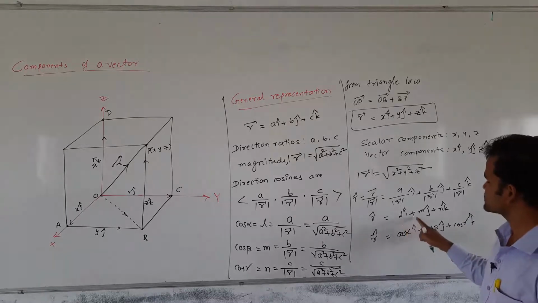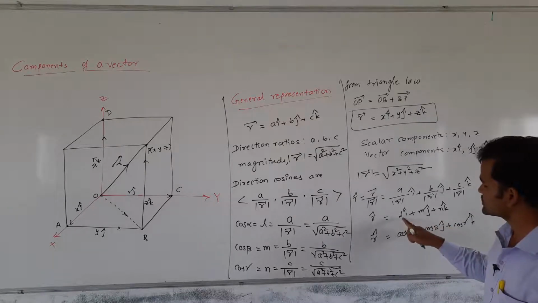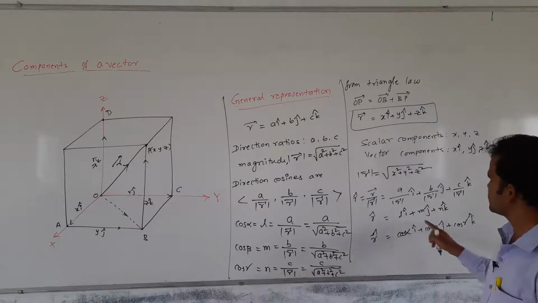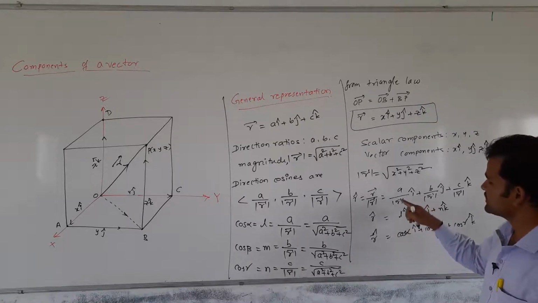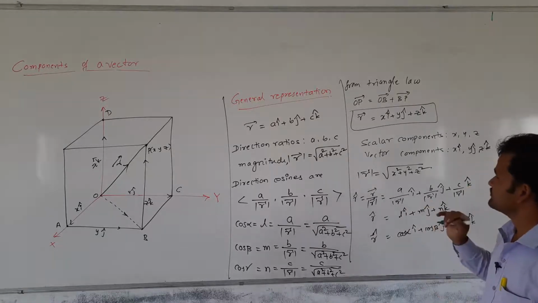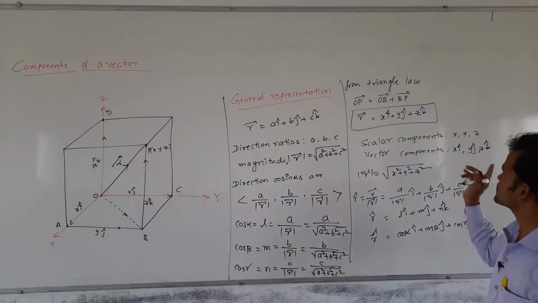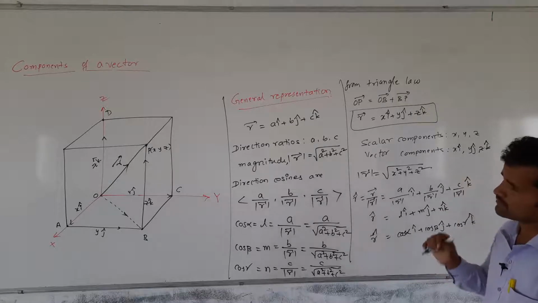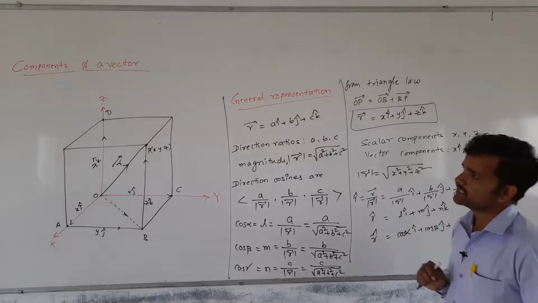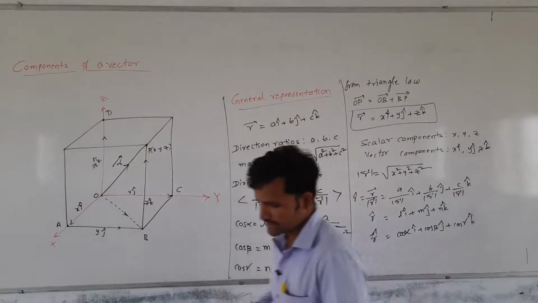You see, here the scalar components are l, m, n, here cos alpha, cos beta, cos gamma. l is nothing but a by magnitude of vector r. Yes, we have to be careful about scalar components and vector components. We have studied all these concepts under the heading of components of a vector.